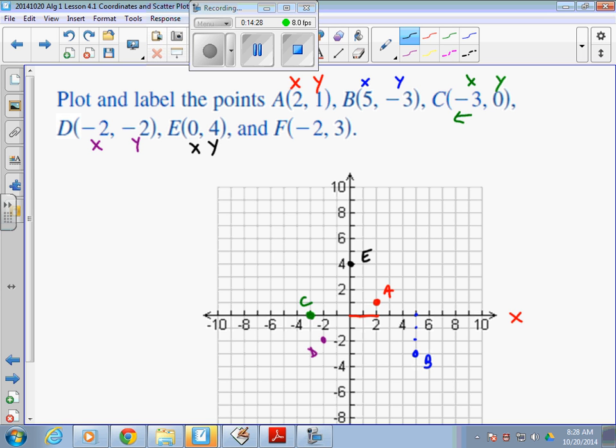Maybe I can make this purple one work for me. F is negative 2, 3. Negative 2 is the X value, and Y is 3. So negative 2 means left 2 and up 3. There's F. So that's where all your plots should be. Anybody have any questions about how we did that? Should be easy for you.